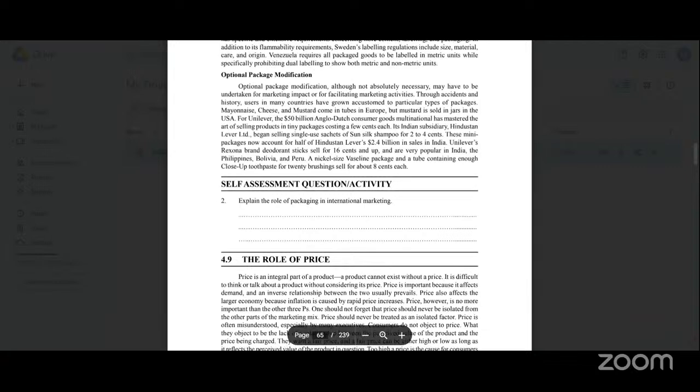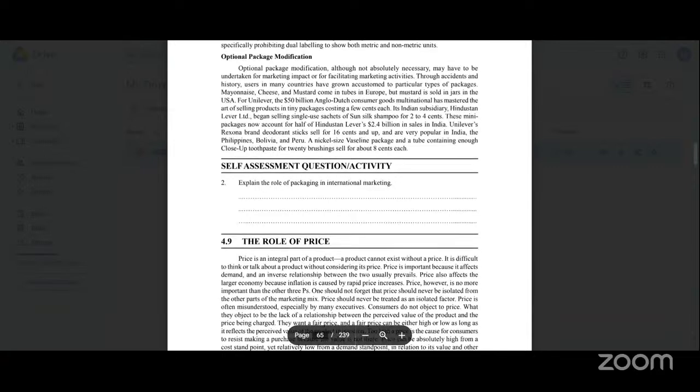So, optional package modification is required in certain countries. For example, Hindustan Lever, when it began selling single use sachets of Sunsilk shampoo for 2 to 4 cents, the mini packages now account for half of Hindustan Lever's $2.4 billion in sales in India.